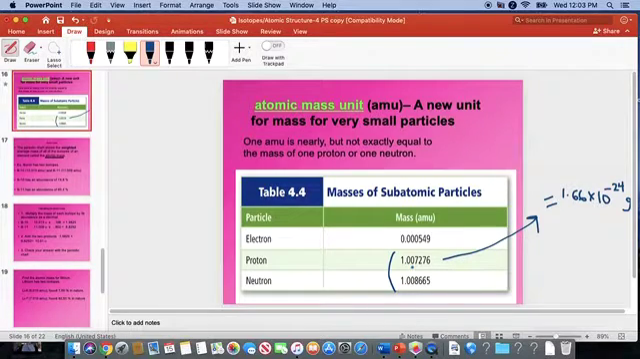For example, if we were going to talk about the mass of a proton in grams, it would be 1.66 times 10 to the negative 24th grams, which is a really teeny amount of grams. So to make things easier, when you're talking about small particles, scientists came up with this new unit, which is equal to a certain amount of grams.